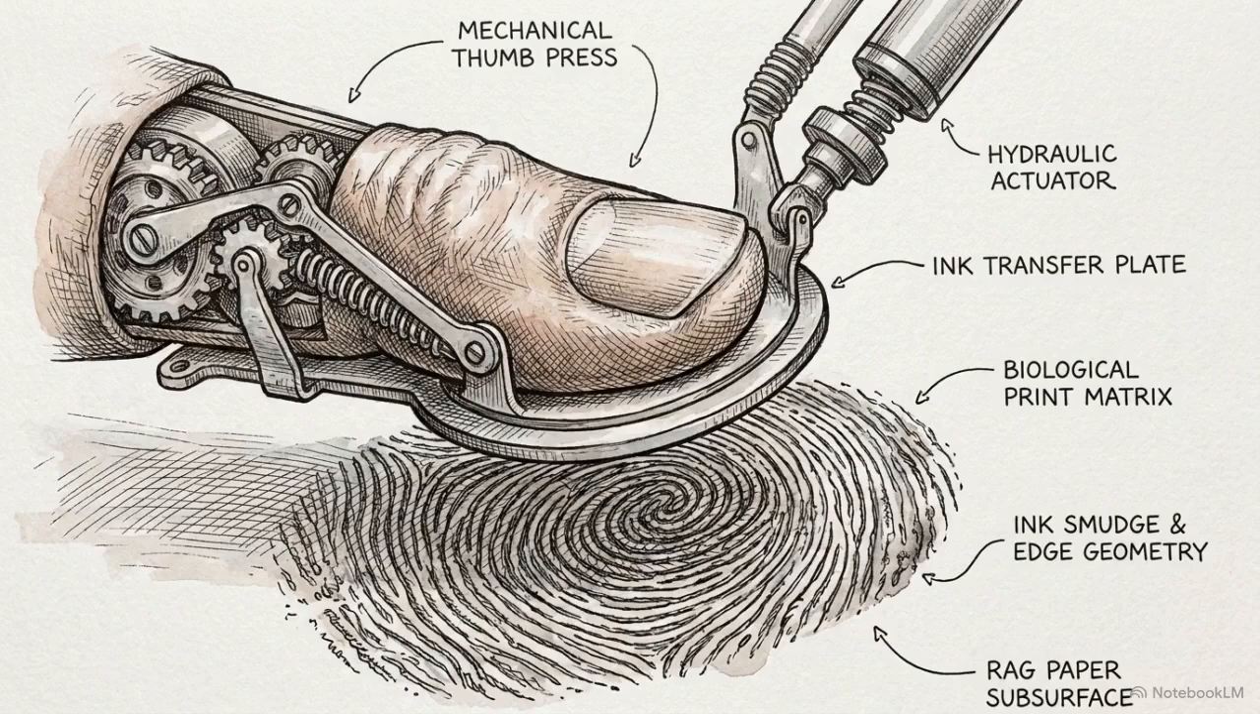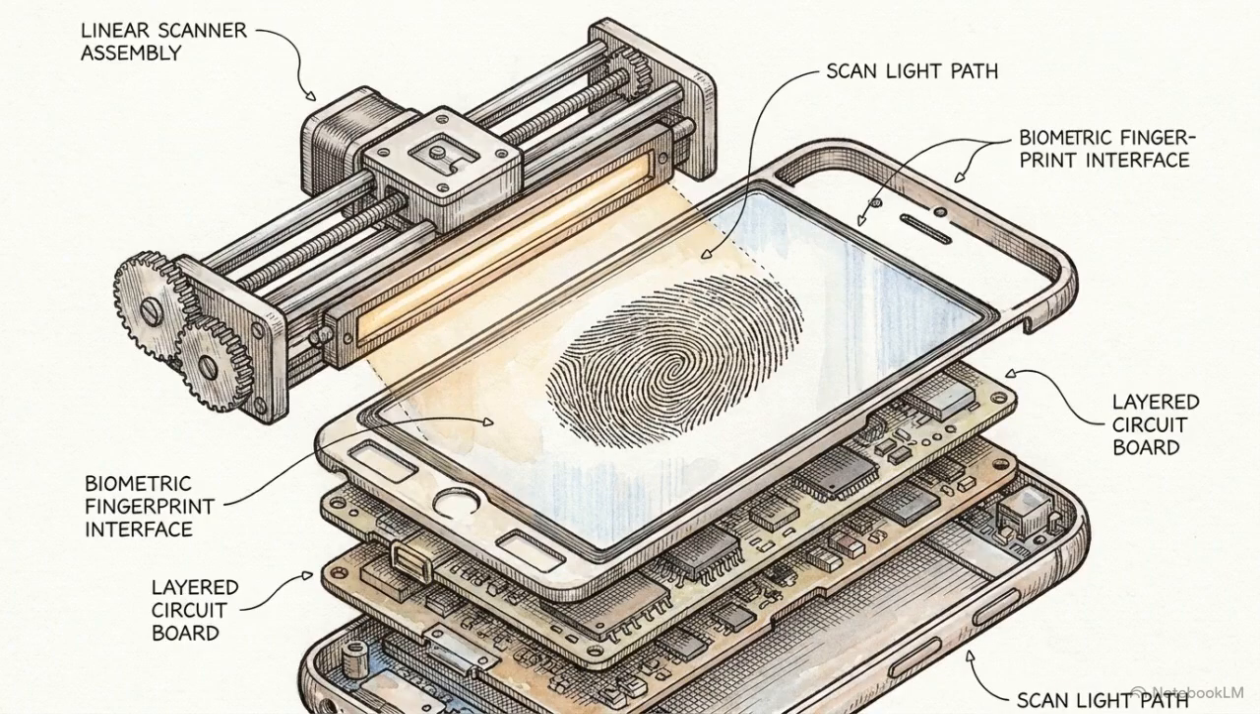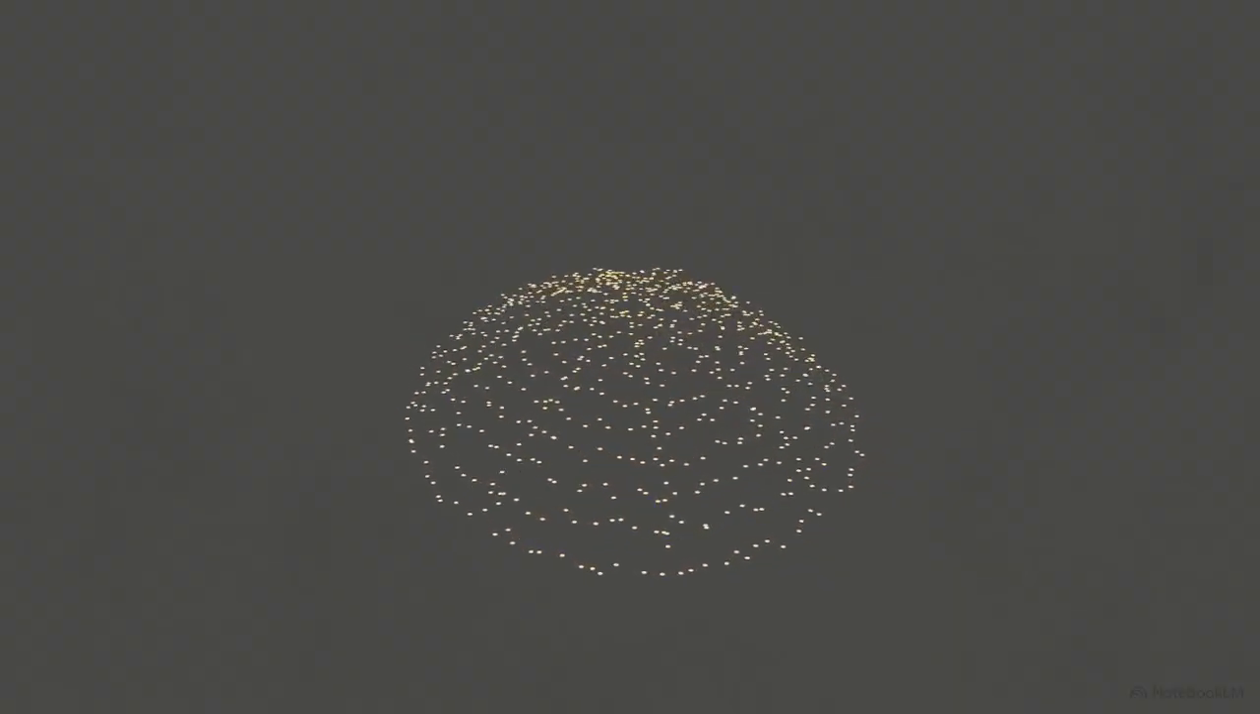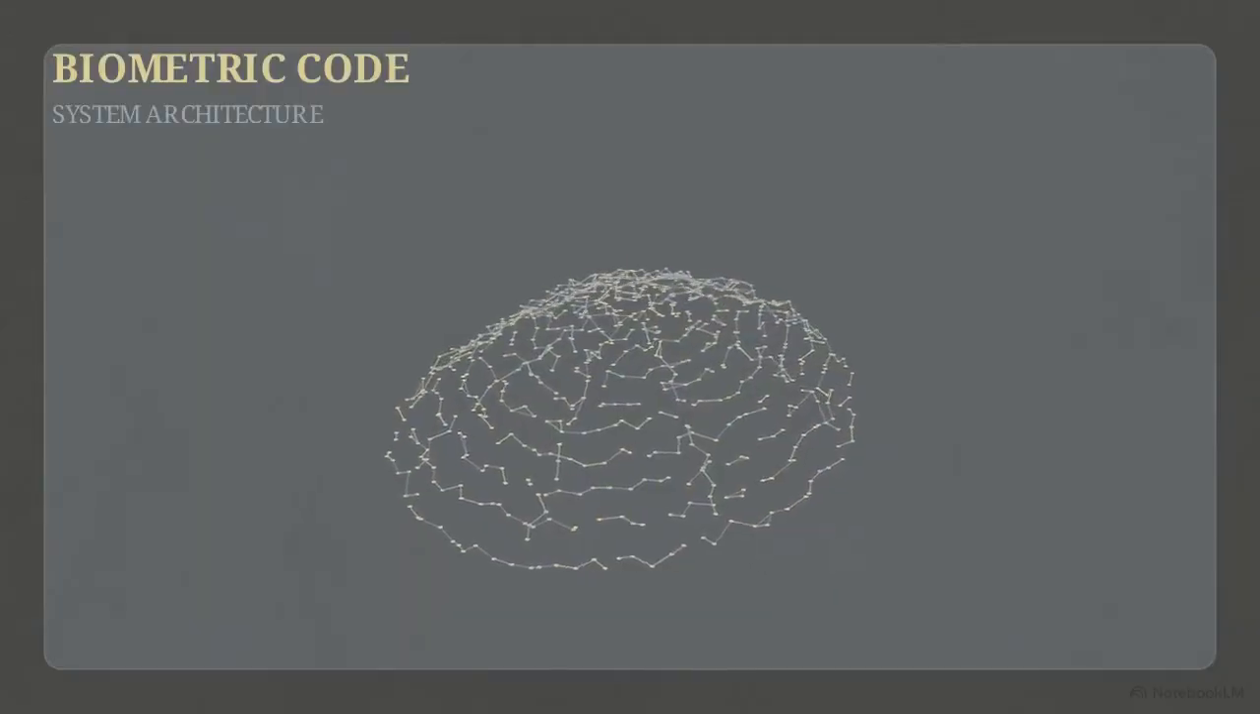For over a century, we have categorized the ridges on our fingertips as forensic markers. They are unique identifiers used to archive evidence or grant access to digital devices. Abu Ka'ar Tech's biometric code theory proposes that we are looking at something more integrated.